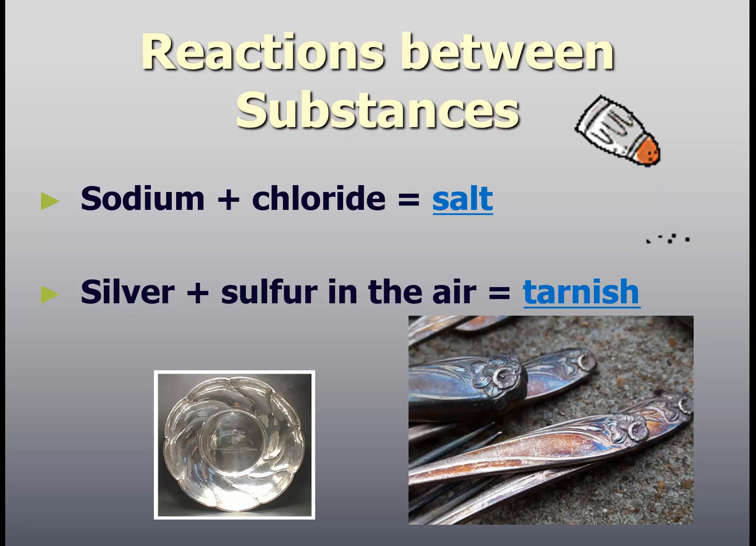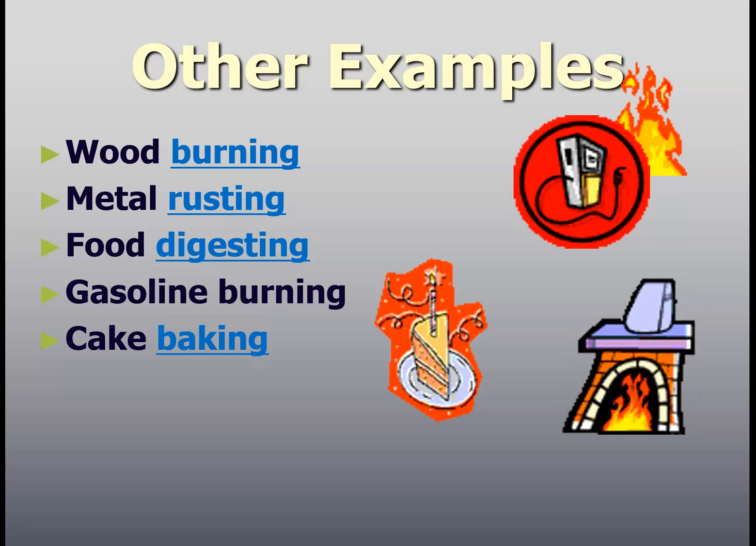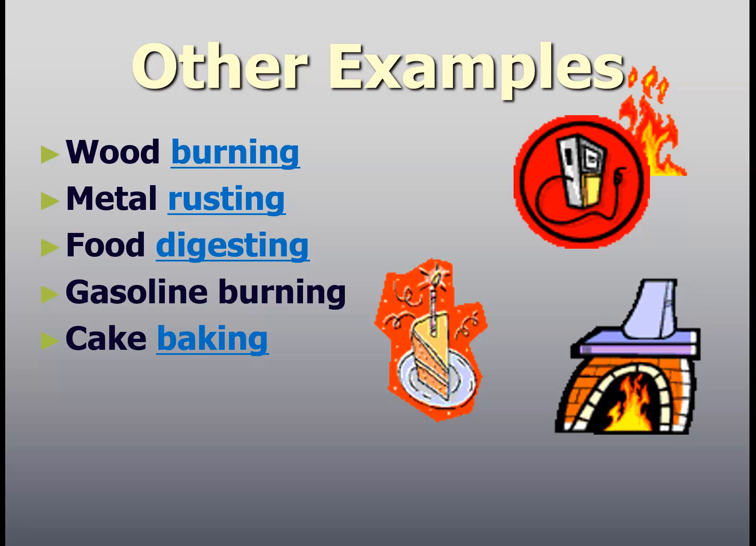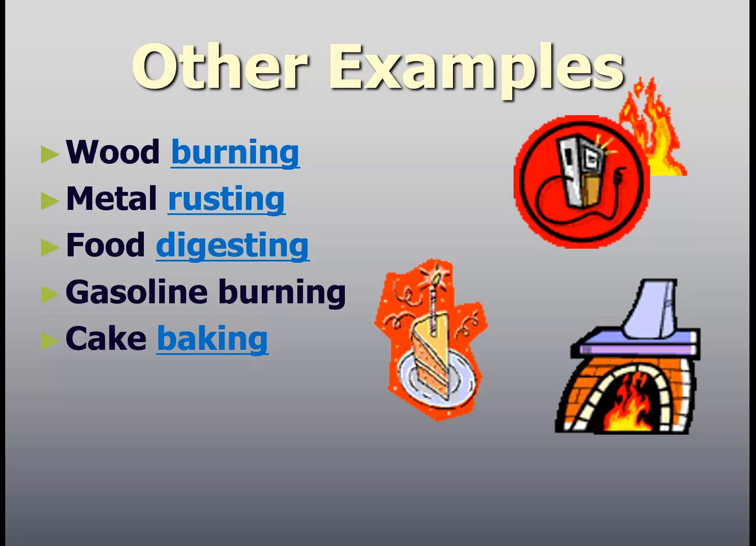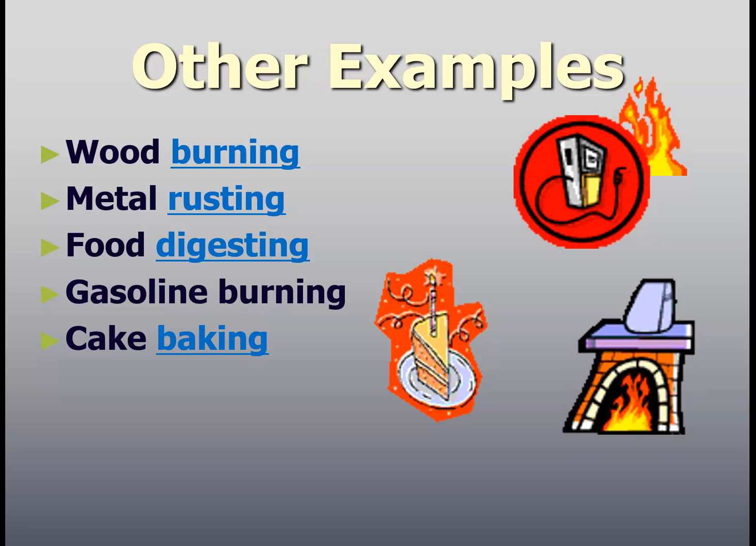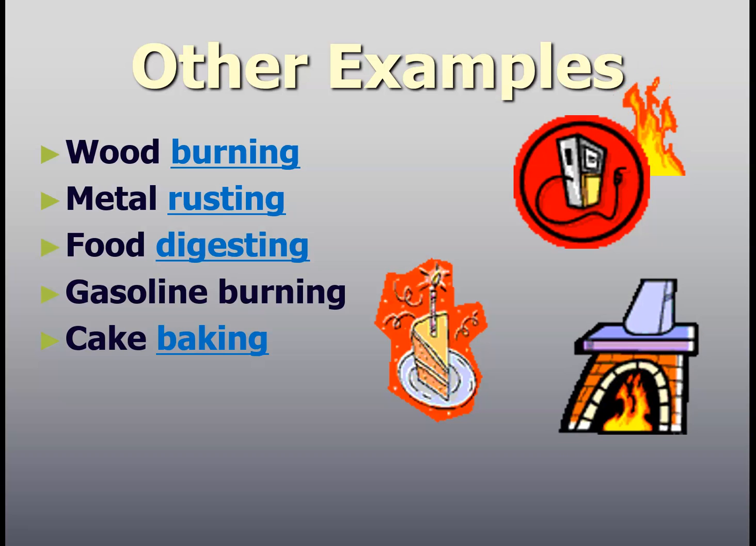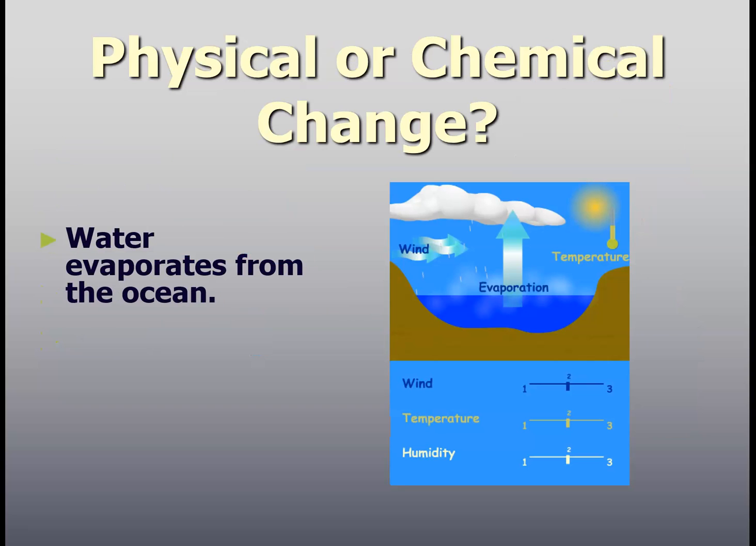Sodium plus chloride equals salt, and that's your table salt. If you add silver and sulfur that's in the air, we get what is called a tarnish. These are chemical changes. Other examples: wood burning, metal rusting, food digesting, gasoline burning, cakes baking. All of these are forms of chemical reactions or chemical changes. So we're going to talk about each one of these. You have two on your paper, but for me, I have a new slide for each one.